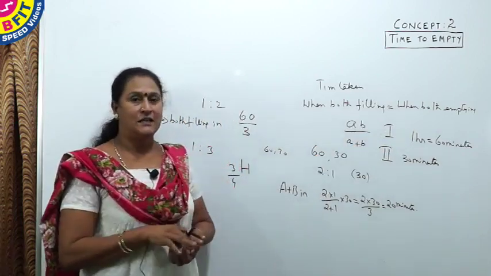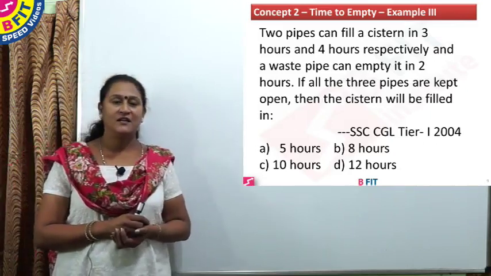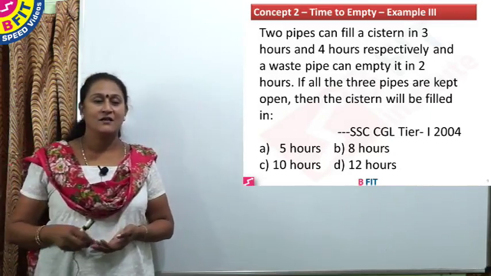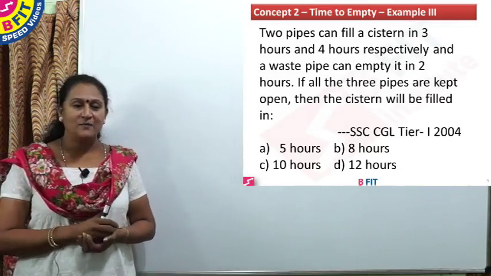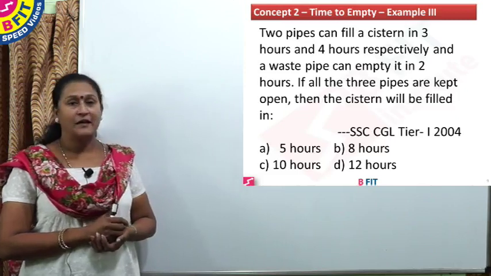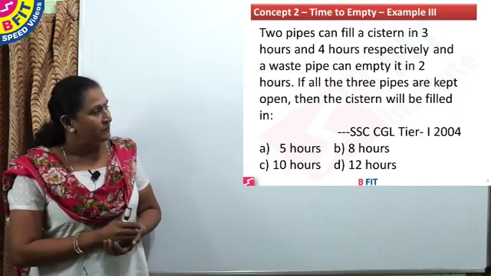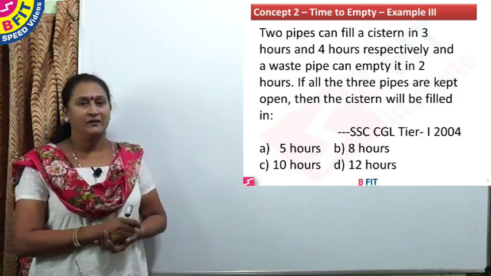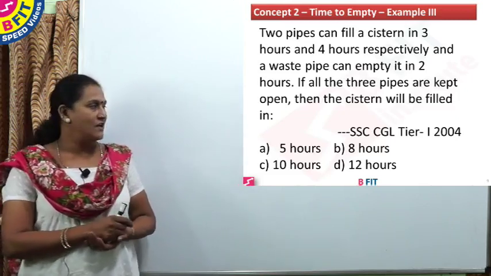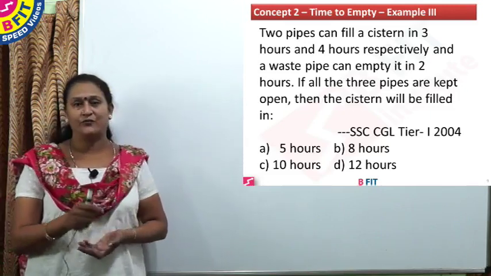We'll see another example. So the question is, 2 pipes can fill a cistern in 3 hours and 4 hours respectively, and a waste pipe can empty it in 2 hours. If all the 3 pipes are kept open, then what will be the time taken for the cistern to be filled? This question was asked for the SSC CGL Tier 1 exam 2004.